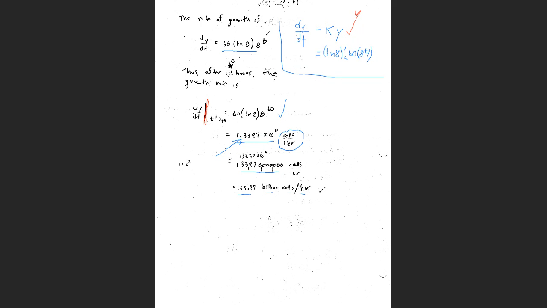Well, Not Now asks a good question. The reason I wrote the final answer as 133.97 billion cells per hour is because it's a little more intuitive to me. It makes me appreciate how fast this growth rate is. But also, WebAssign will want you to write your answer as billion cells per hour. You'll have a problem like this, and they will say write your answer in billion cells per hour. So that's why I did it that way. All right, Not Now, good.